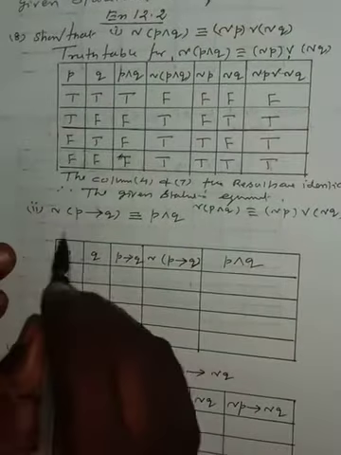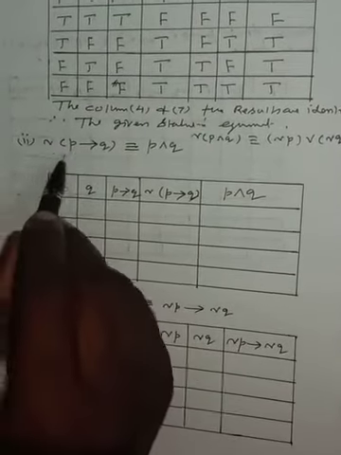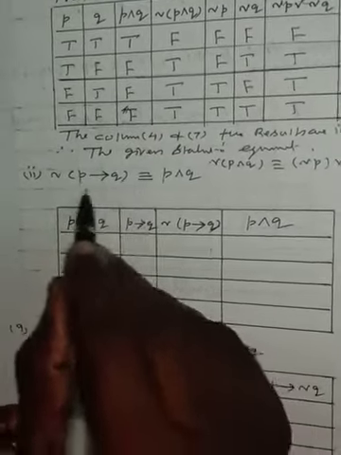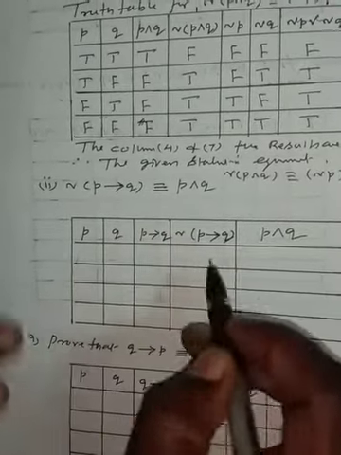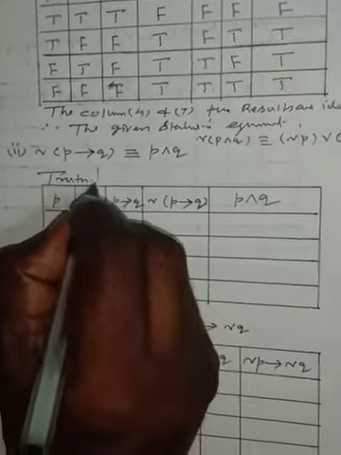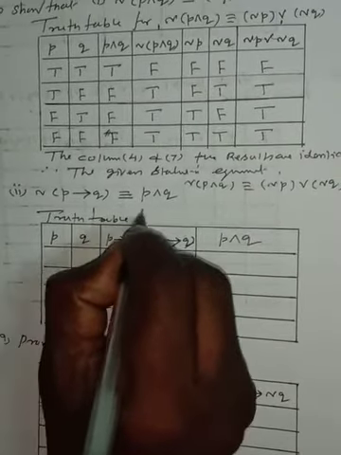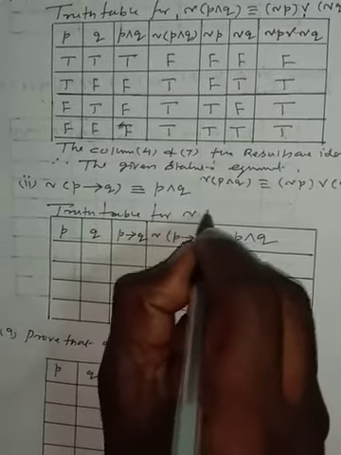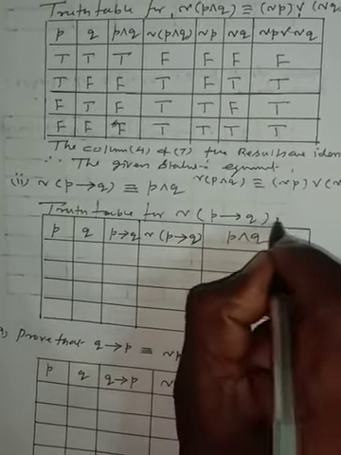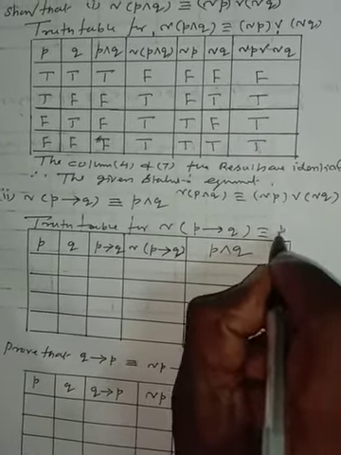Next, negation of P conditional Q is equivalent to P and Q. Truth table for negation of P implies Q is equivalent to P and Q.